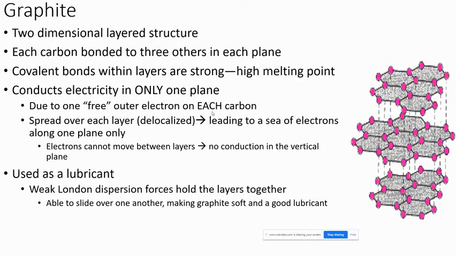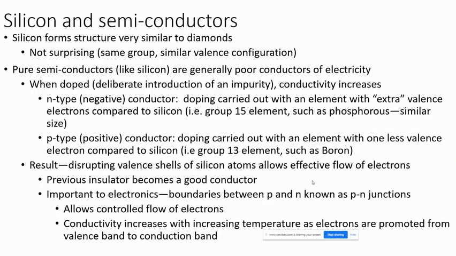And that's because there's these free outer electrons on the carbon. And they're delocalized, kind of leading to a sea of electrons along one plane. But they can't move between layers. So unless you just had a plane of it, it wouldn't work. This graphite then is also used as a lubricant because these sheets do spread out. And so if you've got a situation where you don't want to have oil on something, but you need to have a lubricant, graphite is often one that people will choose.